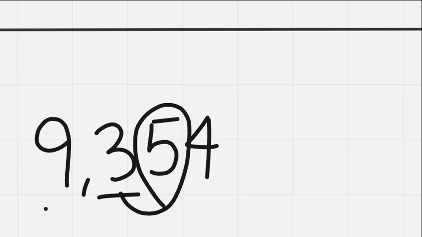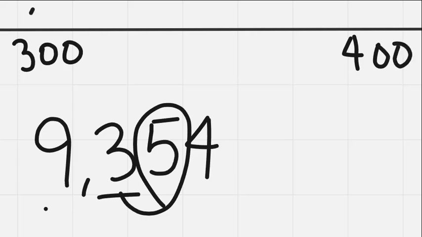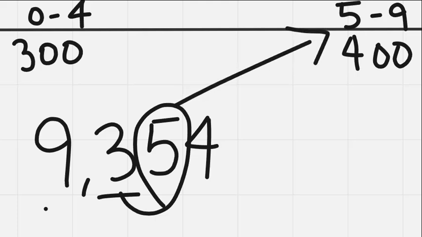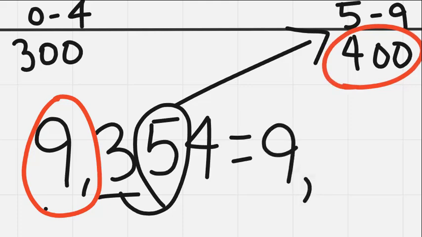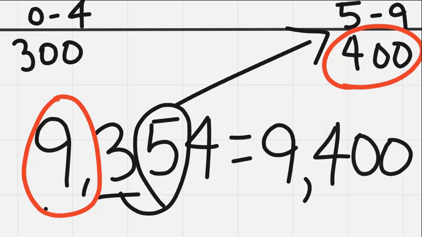Which two hundreds is 354 between? It is between 300 and 400. If you remember, 0 to 4 rounds down, 5 to 9 rounds up. The 5 tells 354 to round up. So when we write our answer, we'll write 9,400. We'll write 9,000 from the original number, and then 400 because the 5 tells 354 to round up. Be sure to check your work.